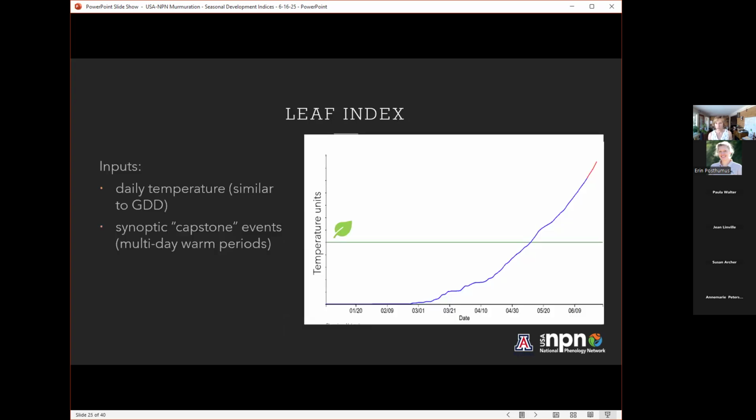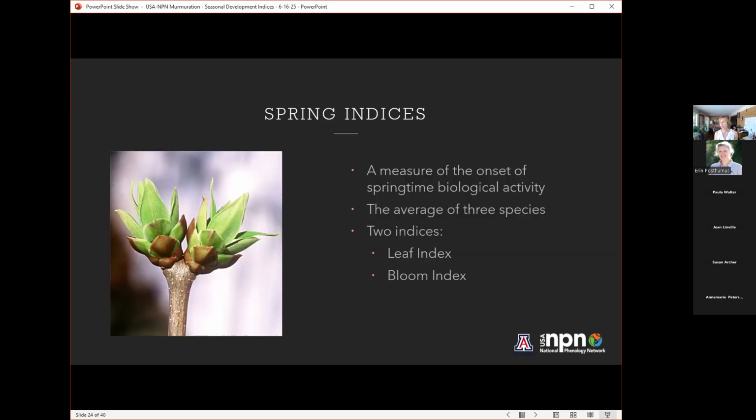I thought I put a slide in here, but I didn't. The three species that are the inputs to the leaf and the bloom index are cloned lilac and two cloned honeysuckles. There's more information on this on our website if you care. Basically, the reason for those species is that historical data at a large scale existed for them when the person who made the indices wanted to make them. I don't know that it was a lot more well thought through than that. It was data availability.